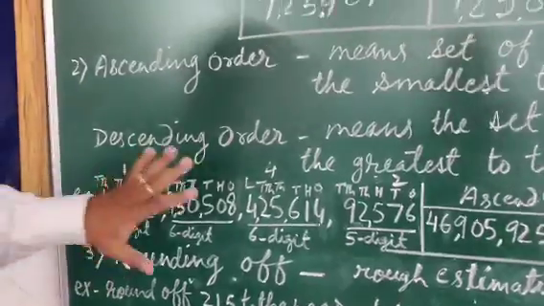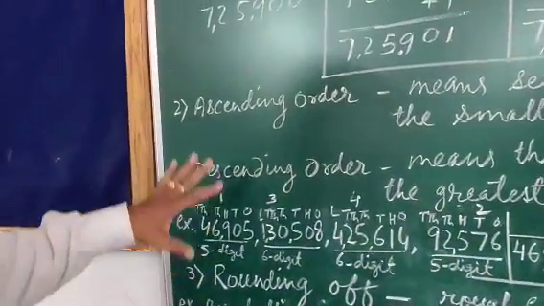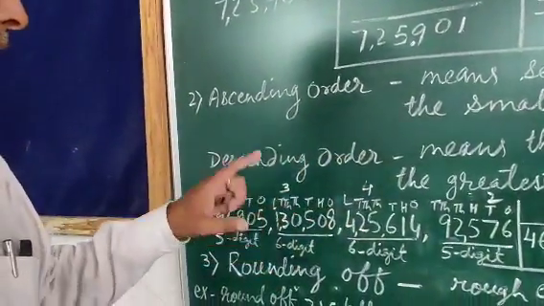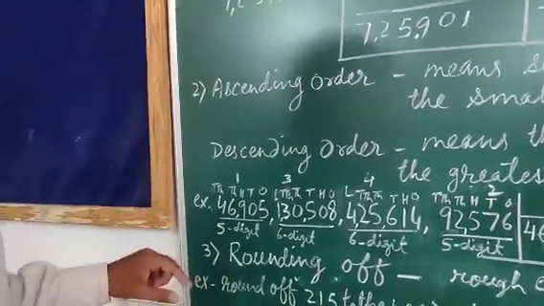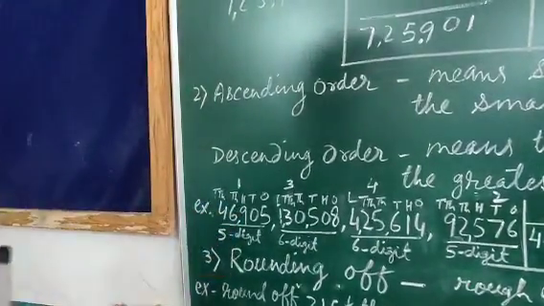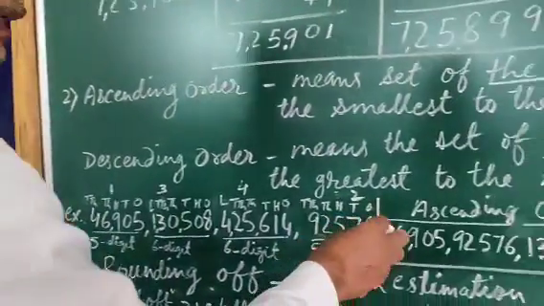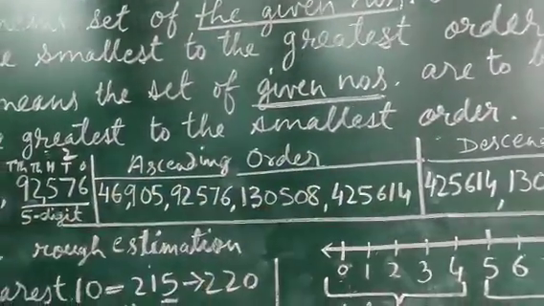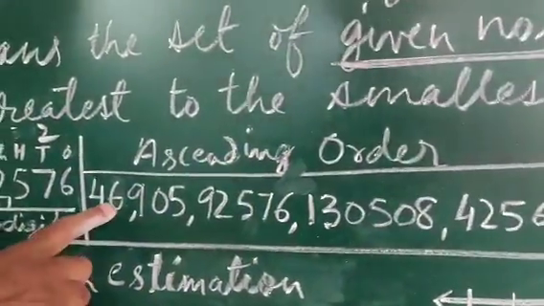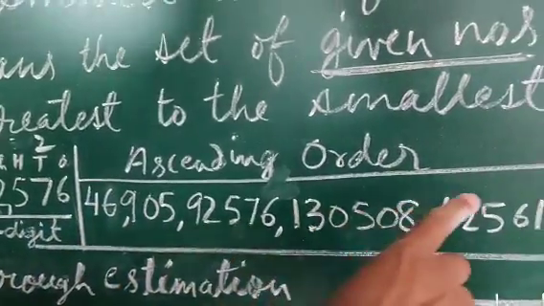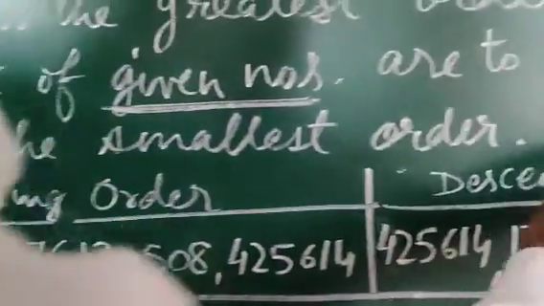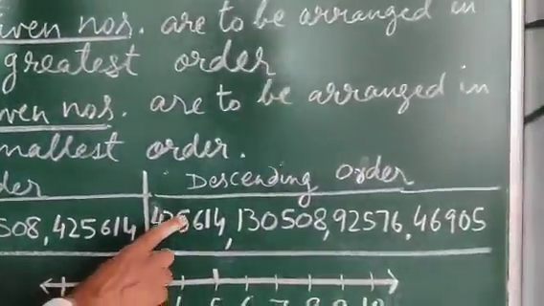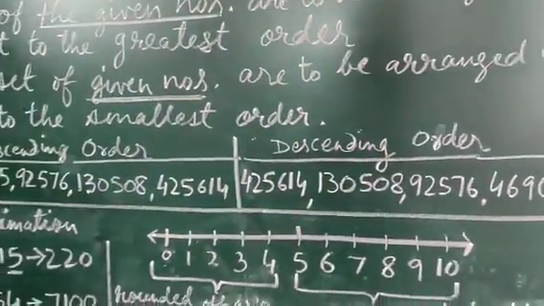Now after we have identified which is the largest, which is the second largest, third largest, and which is the smallest, now to write in ascending order, we will arrange them. In ascending order, we will arrange them from smallest to the greatest order, and in descending order, we will arrange them from greatest to the smallest order.